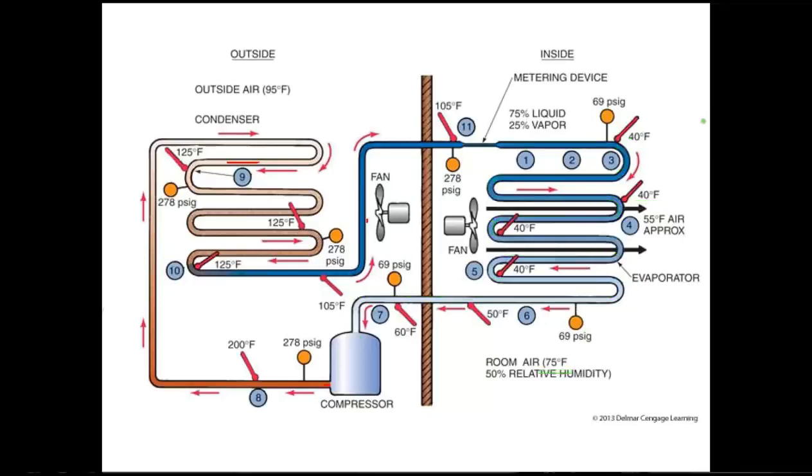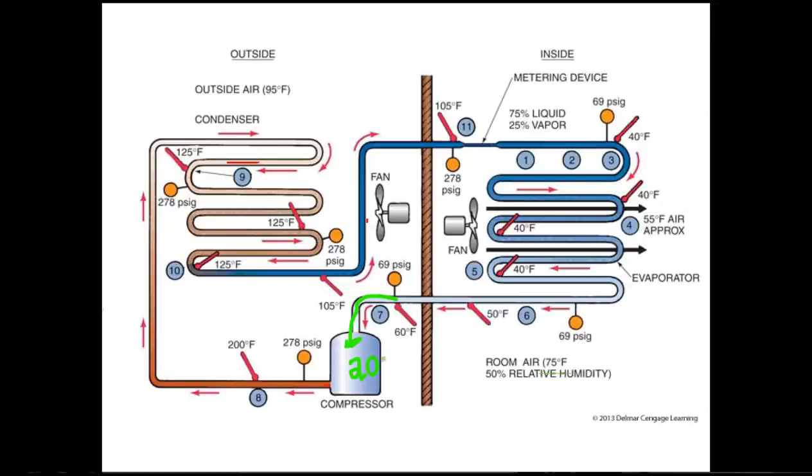All right, so we hit the compressor with 100% vapor that has 20 degrees of superheat added to it. It's 100% vapor. Now remember our gas laws. When this compressor compresses the refrigerant, it increases the pressure, which increases the temperature.